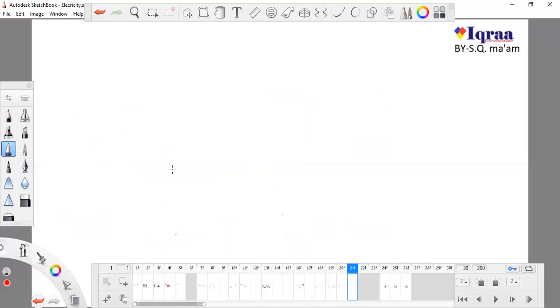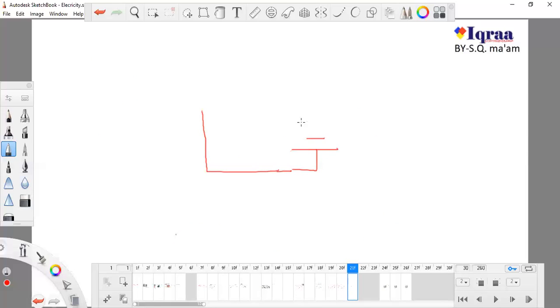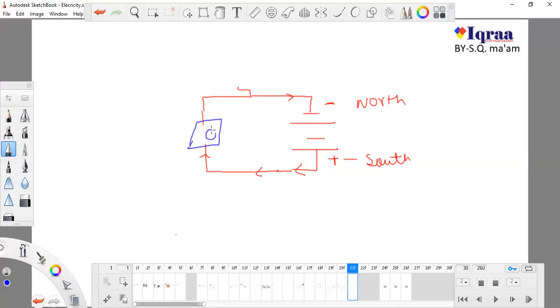But in the second case, look at this. Now I'm changing the direction. So now this is my positive pole and this is the negative pole. This is known as the south pole and this is known as the north pole, and the direction of flow will be like this. Now again, I'm using a cardboard and putting a compass on it.